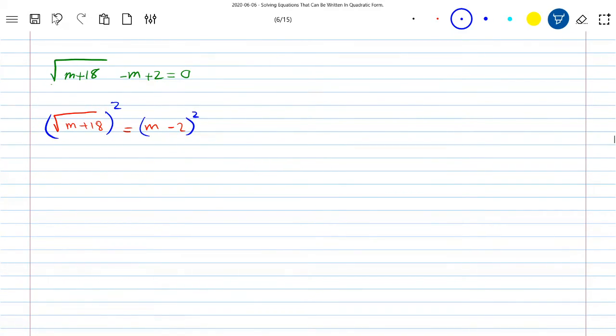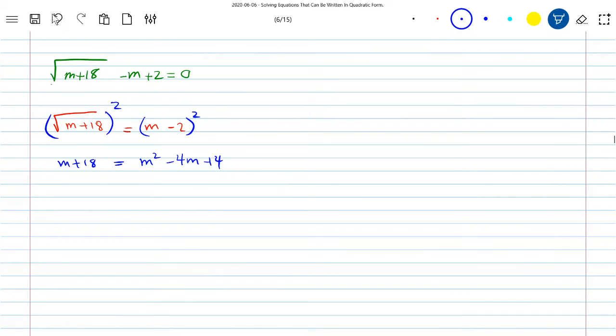Again, make sure that you square both sides using parentheses. What does the left side become? It becomes m plus 18. What is the right hand side? Again, m minus 2 squared does not mean m squared minus 2 squared. It means you write m minus 2 multiplied by itself. And if you do that, you'll get m squared minus 4m plus 4. Try that as practice just to make sure that you know how to get m minus 2 squared.